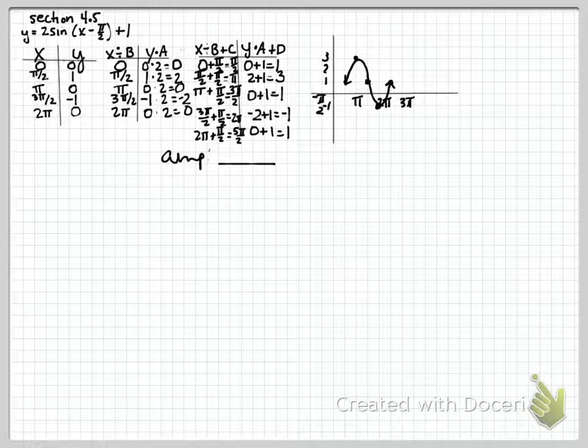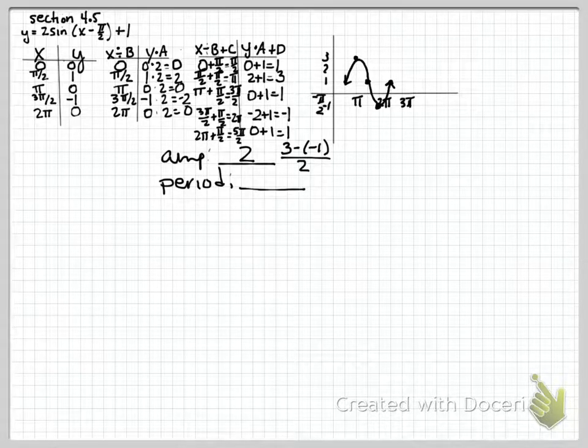Or you can also look at, in this case, your A value. So if you don't remember that it's your A value, it's 3 minus -1 divided by 2. The highest Y value minus the lowest Y value. And that's going to give me 2. My period is, for sine and cosine, the standard period is 2 pi divided by b. In this case, my b is 1, so it's just divided by 1, which comes out to be 2 pi.